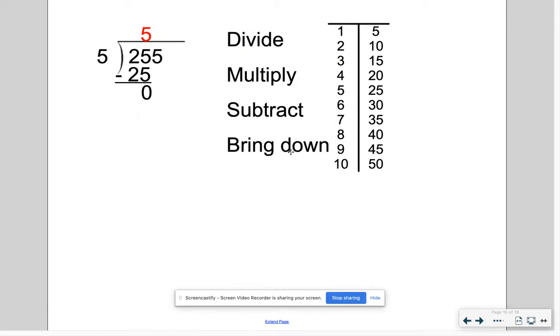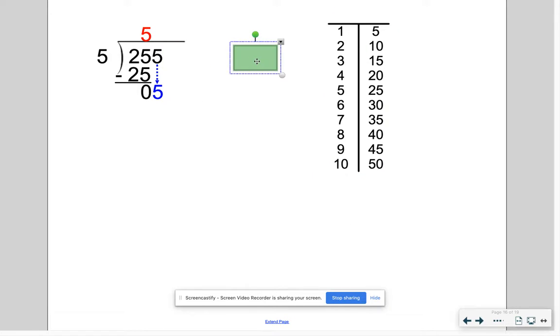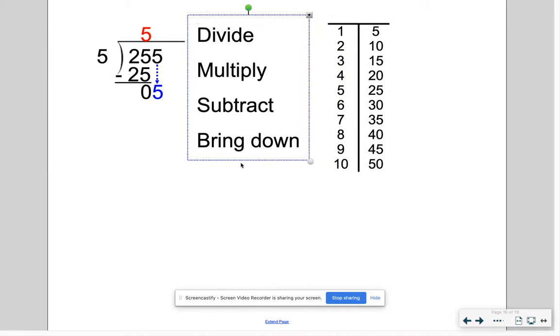So I'm going to bring down my 5 and put it beside the 0. So here are the steps I've done so far, right? I've divided the 5 into 25, written it up here, multiplied this 5 by this 5, written it down here, I've subtracted, and then I've brought the 5 and written it down here.